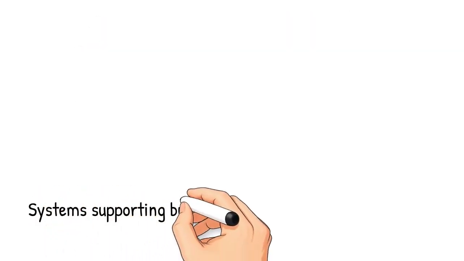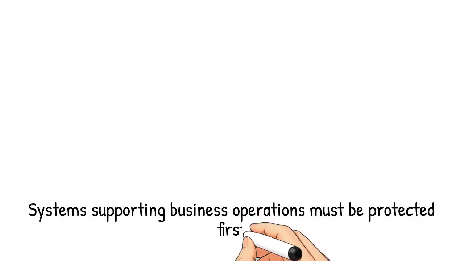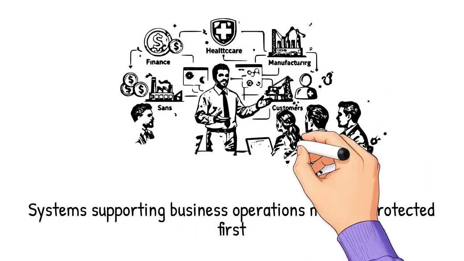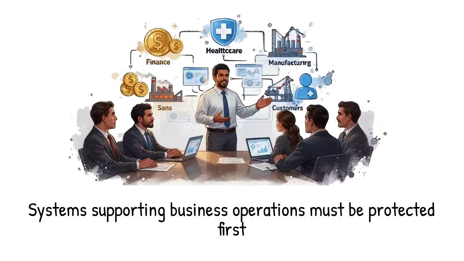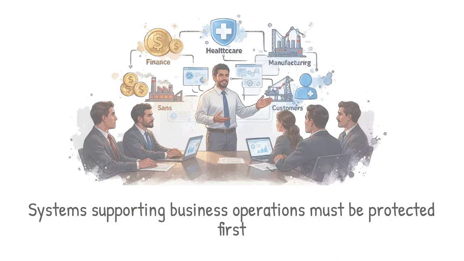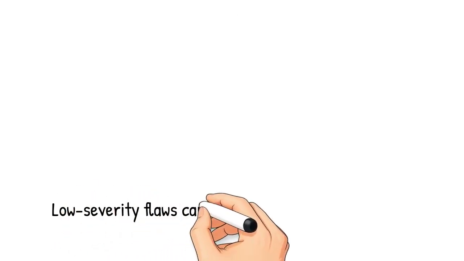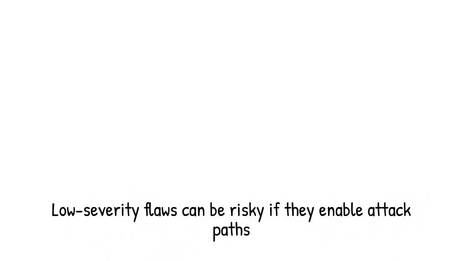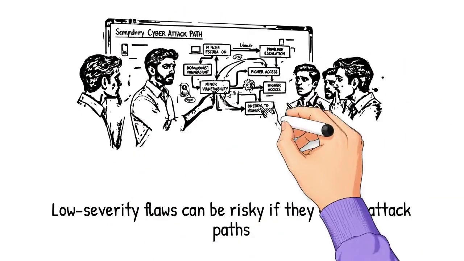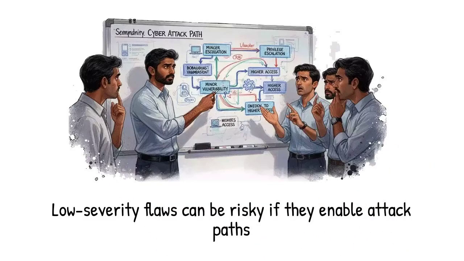4. Prioritize based on business impact. Systems that support finance, customer data, healthcare, manufacturing, critical operations must be protected first. 5. Prioritize based on attack path. Some vulnerabilities act as stepping stones. Example, a low-severity vulnerability that allows privilege escalation might be more dangerous than a high-severity vulnerability that requires local access.